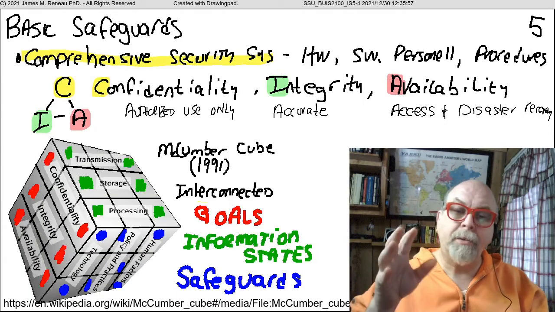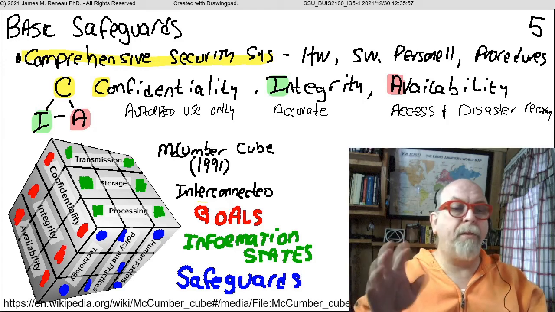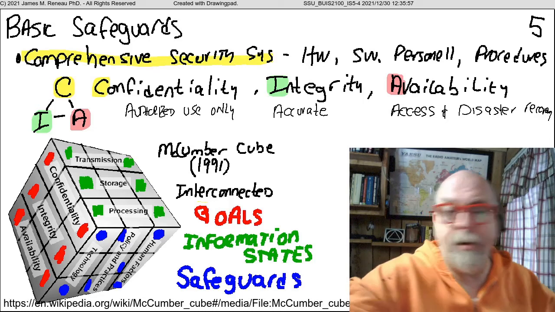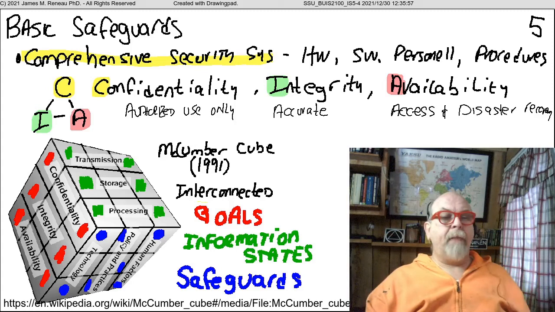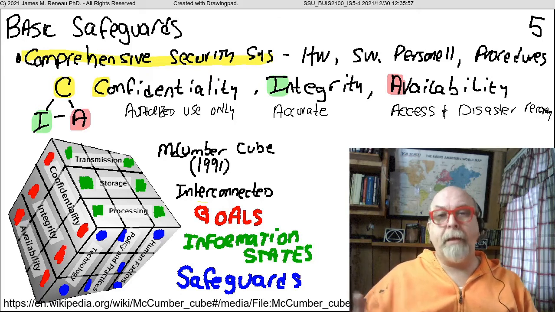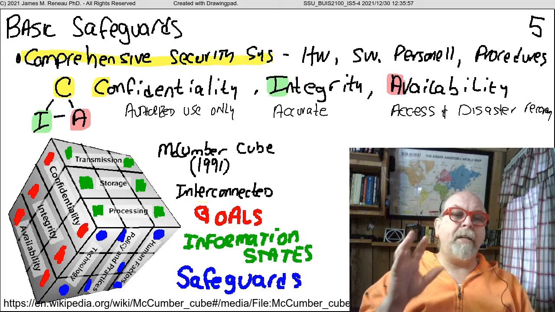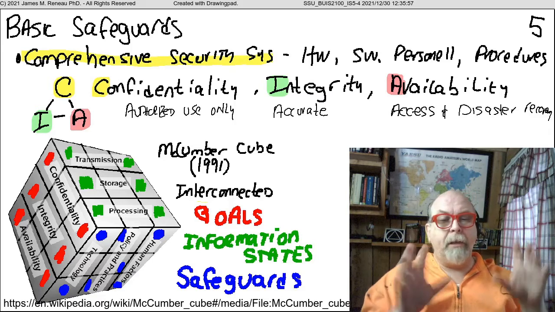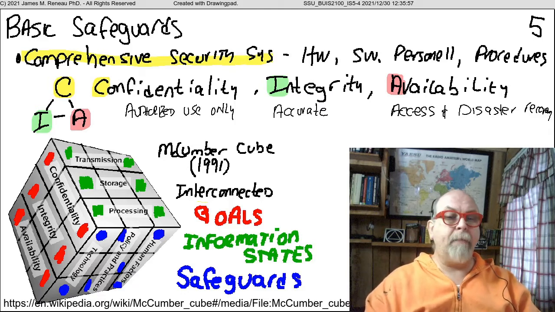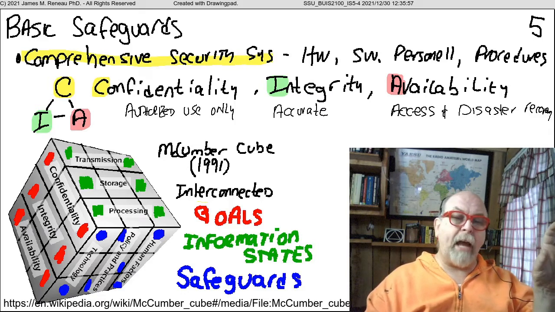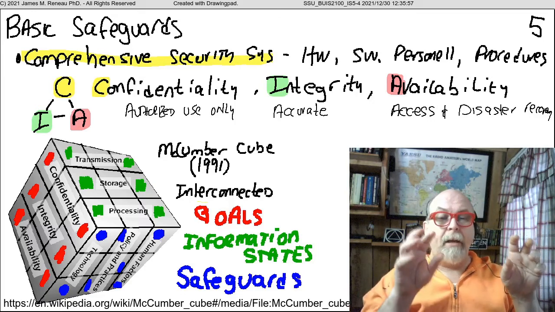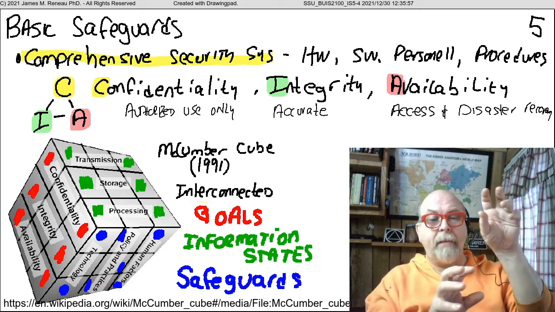There are a couple of models that I want us to think about when we're thinking about cyber protection, about protecting our data and our systems. And one of them is called a comprehensive security system. And we're going to talk more about that in a future slide. But all of these basic safeguards need to be looked at using two different models. And one of them is called the CIA model. And the CIA model says, well, let's look at confidentiality, the authorized use of our resources, the integrity, the accuracy of our resources, and the availability of our resources.